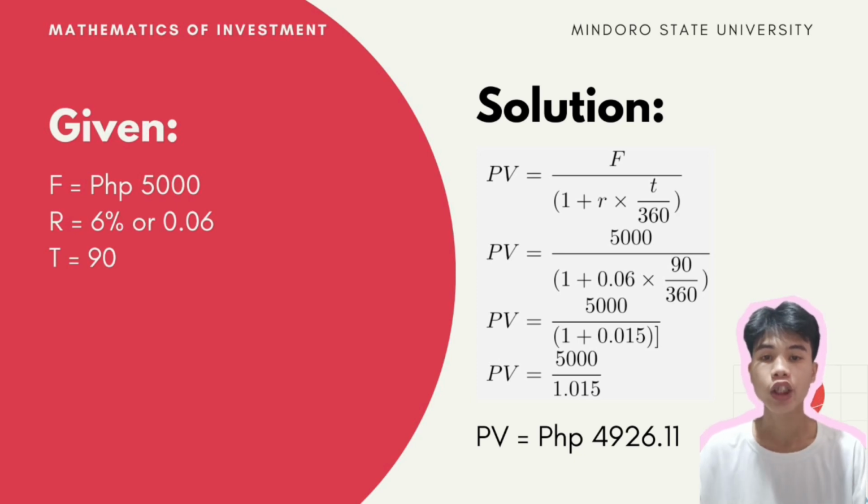Then the equation will be PV is equal to 5,000 over the quantity of 1 plus 6 hundredths times 90 over 360. Then the equation will be 5,000 over the quantity of 1 plus 15 10,000s. Then it will become 5,000 over 1 and 15 10,000s. Then the answer will be 4,926.11 pesos.